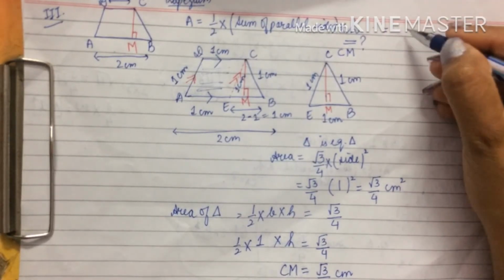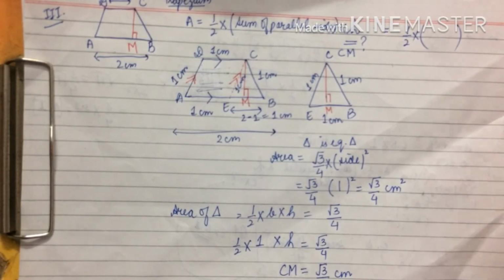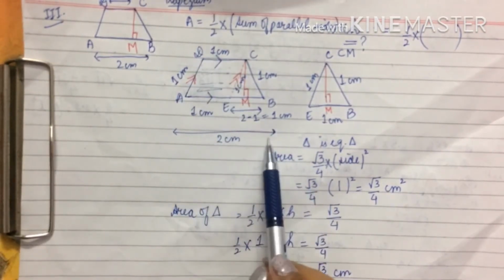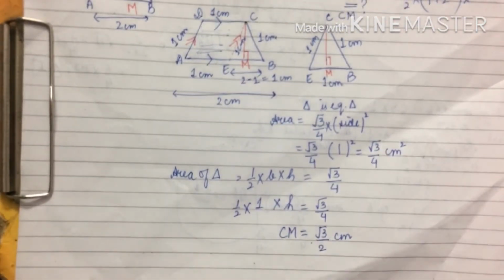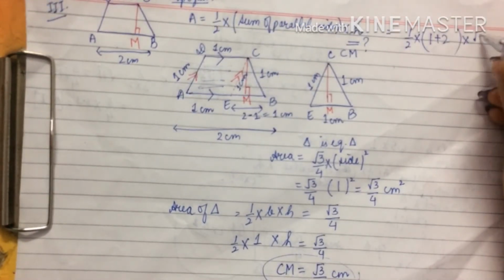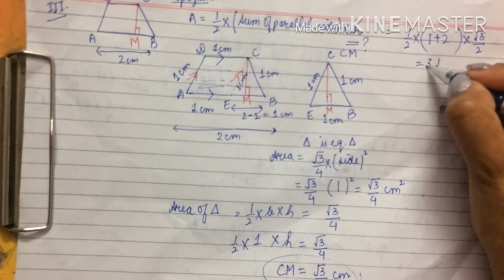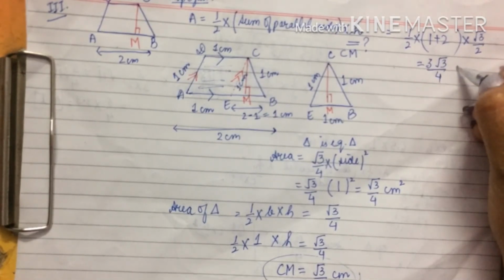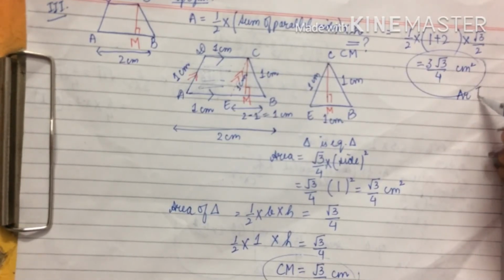So the area of the trapezium is half into the sum of the parallel sides. The parallel sides were 1 and 2, multiplied with the height obtained, root 3 by 2 over here. This is the height. Simplifying, this comes out to be 3 times root 3 by 4 centimeters square. So this is the area for the third part.